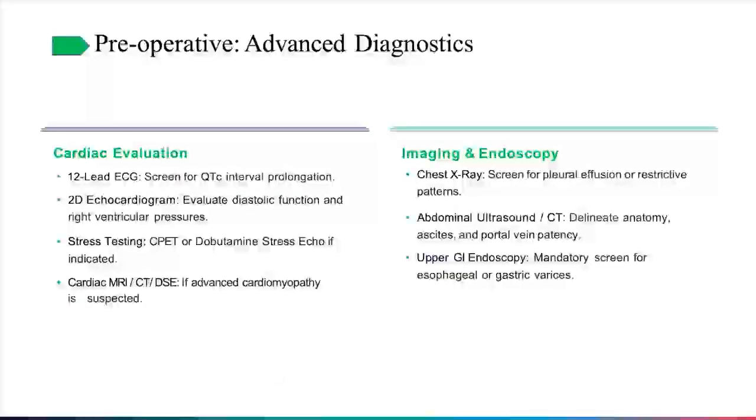Cardiac evaluation, a 12-lead ECG is a must, and you should check the QT interval, and a 2D echocardiogram to detect diastolic dysfunction, which suggests the presence of cirrhotic cardiomyopathy, and also to assess whether there are any features of pulmonary hypertension. And CPET, dobutamine stress echo, CT, cardiac MRI depend on the patient. So you decide on a patient basis and depending on the procedure the patient is going to undergo. And a chest X-ray to screen for pleural effusions.